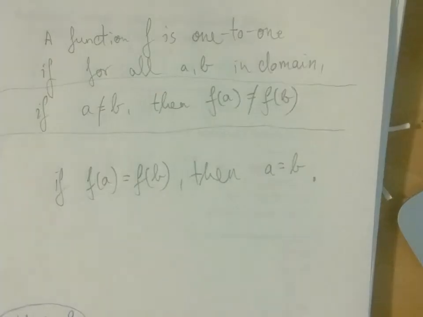So that says that if you're landing on the same number, f of a equals f of b, the only way under a one-to-one function that is possible is that you started at the same place, that a equals b. So they both pop up often. So when we talk about one-to-one, we return to this bubble representation of functions.